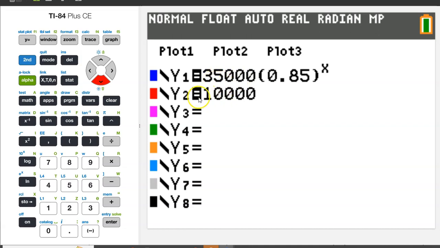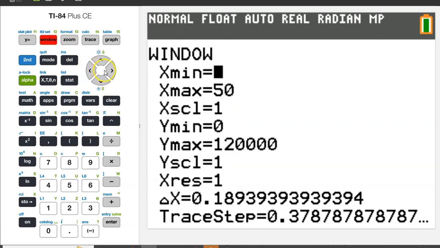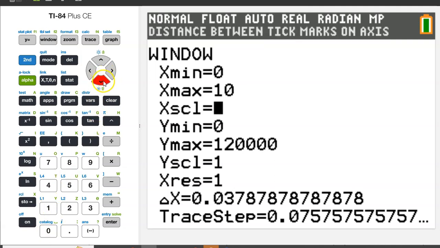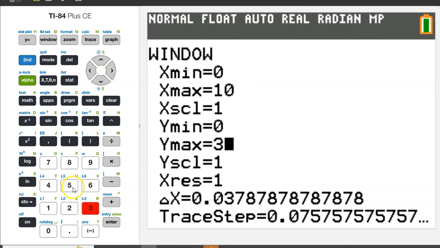Let's let the y max be the initial value of the car, 35,000. At 7 years, we're already close to 10,000, so I'm just going to put 10 years for the x max. So hit the window, and let's let x max be 10. I think that will be sufficient, and we will put in 35,000 for the y max. Let's hit graph and see what we've got.